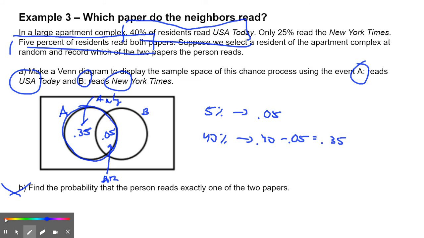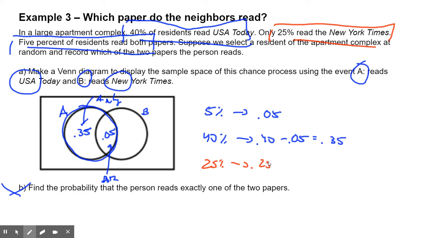And now we do the same thing with our New York Times. 25% read the New York Times, so that's 0.25. But again, 0.05 is included in that already, so we subtract the 0.05, that's 0.20. So 20% read B only.